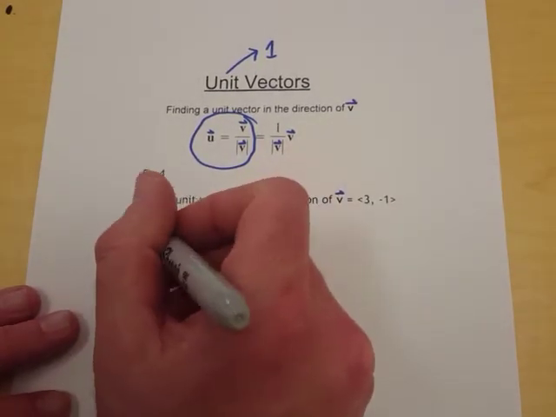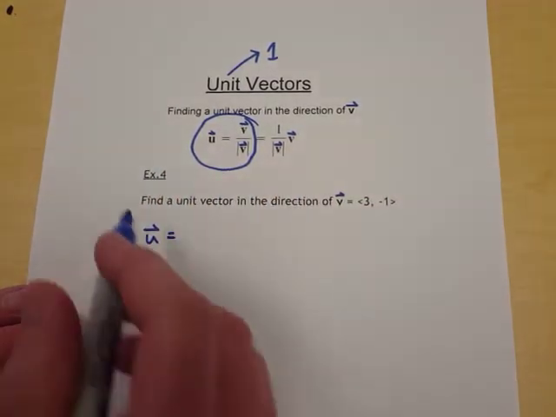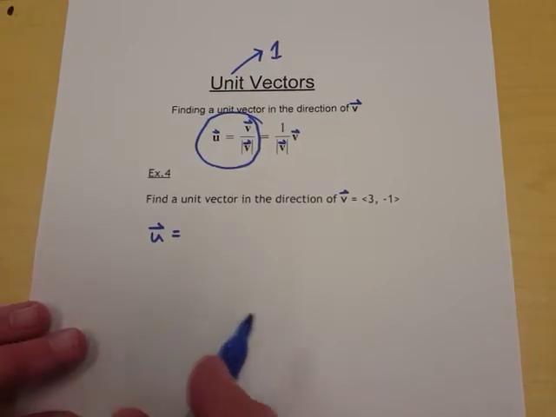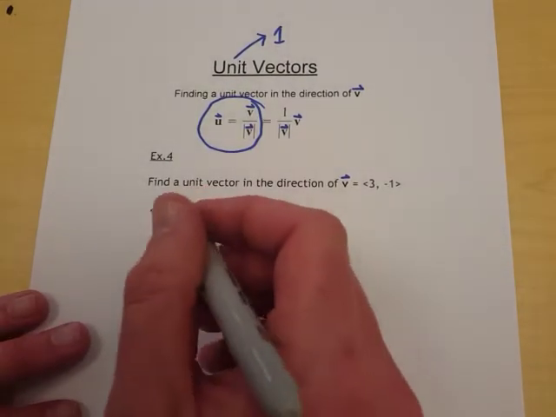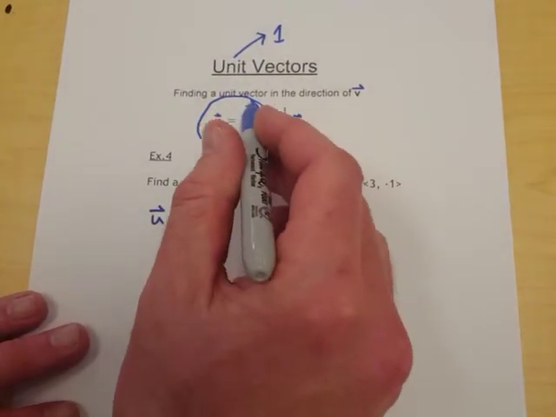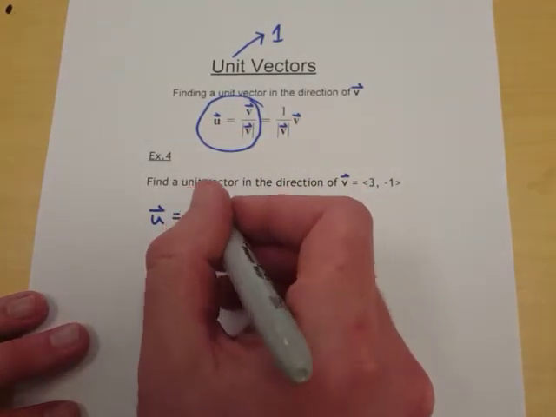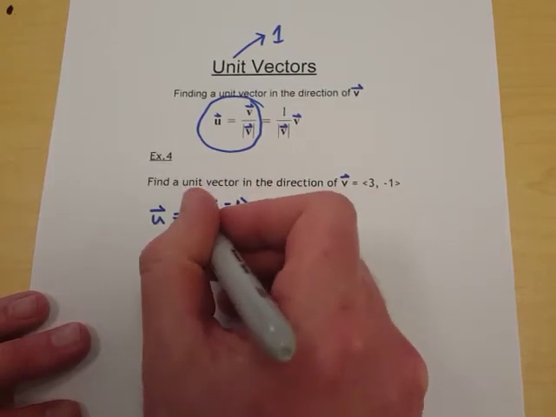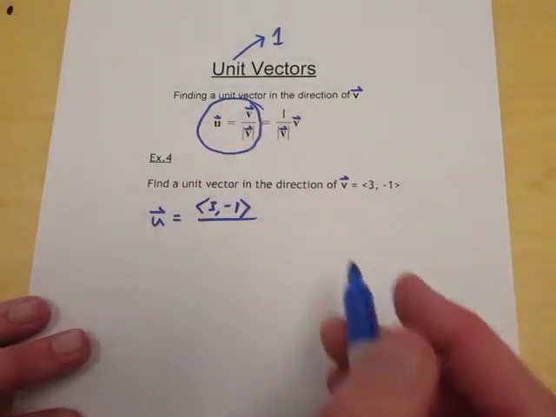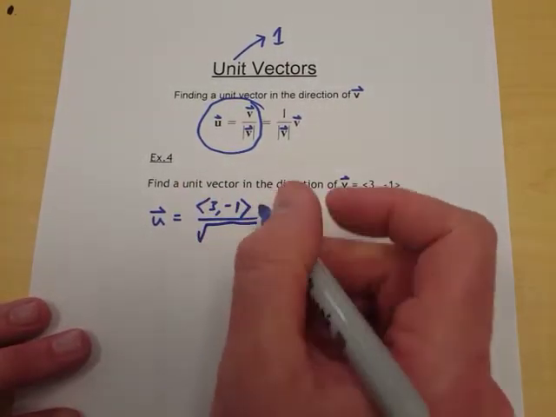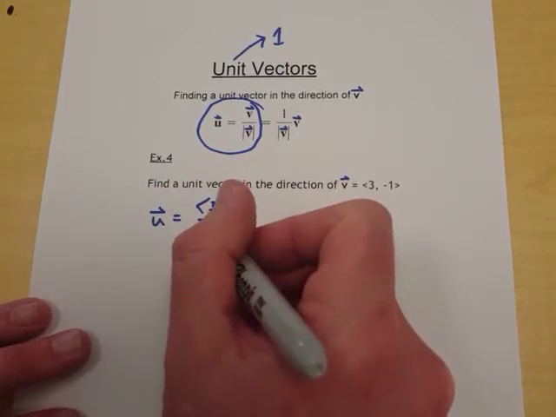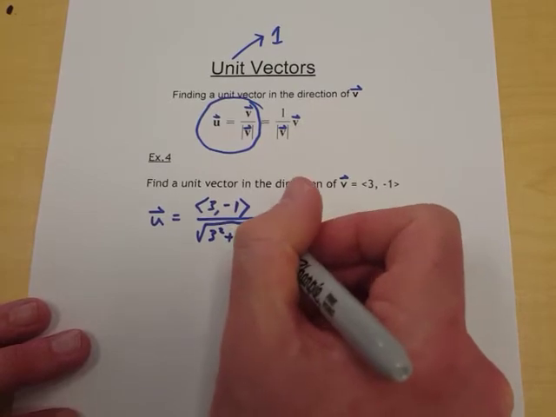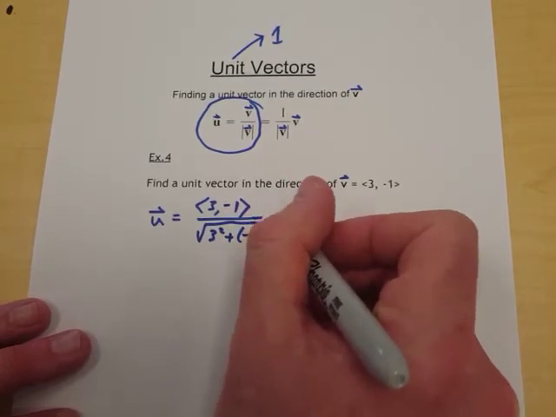So call our unit vector u. And remember to keep putting these little half arrows over all of the vectors just to indicate that they are vectors. Then we're going to plug it in as is, so we have just the vector on the top of the fraction, ⟨3, -1⟩, and then divide that by its magnitude, which we always find using that little formula, but in this case it's the square root of 3 squared plus -1 squared. So we set it up in that way.